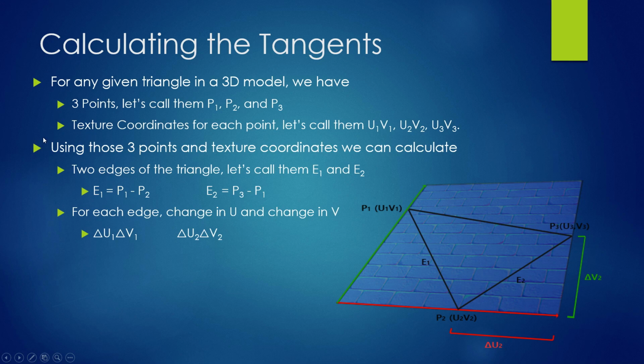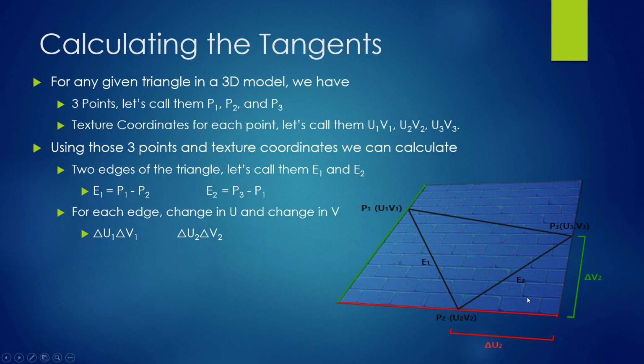We can start out by defining our variables that we need for this equation to calculate our matrix. So in this triangle here, let's just say this is our given triangle we're working with that we want to render. We have 3 points, P1, P2, and P3. Those have x, y, z coordinates for position. They also have UVs, which are the texture coordinates associated with them. So we have U1, V1, U2, V2, etc.